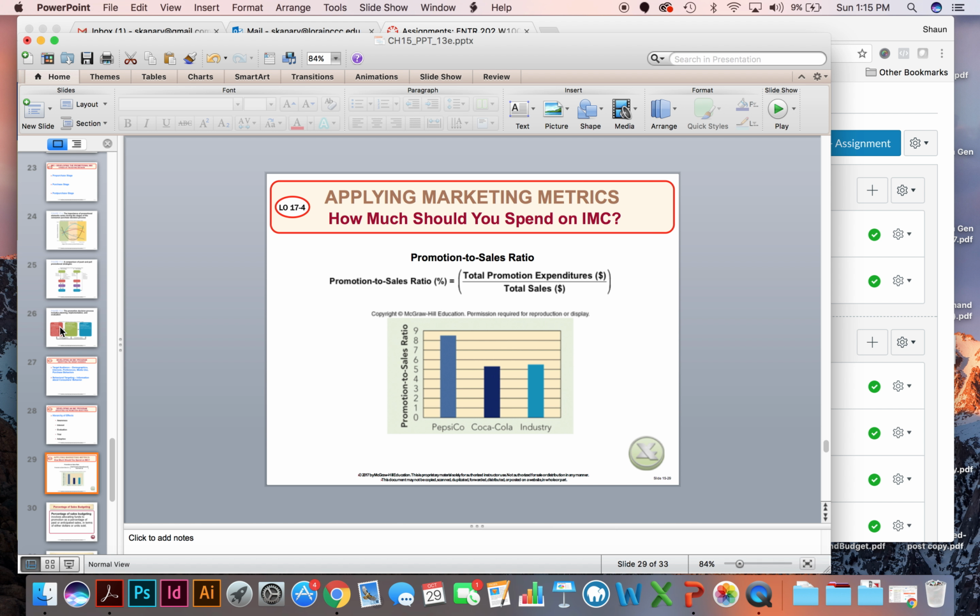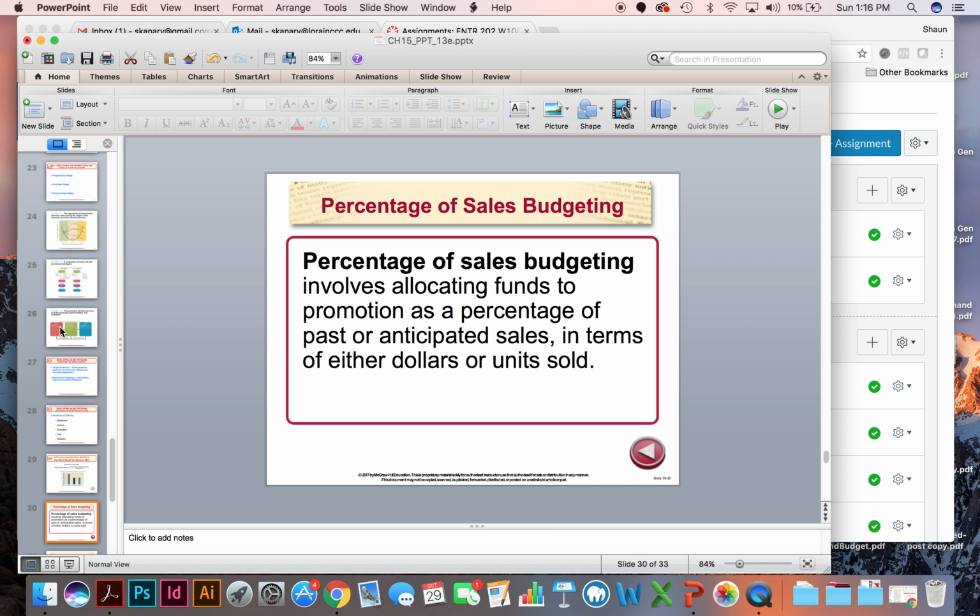It really depends on what your product is, what industry you're in. Because, for instance, if you're a lawyer, the cost of advertising is astronomical for law firms. So this percentage of marketing isn't going to work. But percentage of sales budgeting involves allocating funds to promotion as a percentage of anticipated sales or past sales in either dollars or units sold.